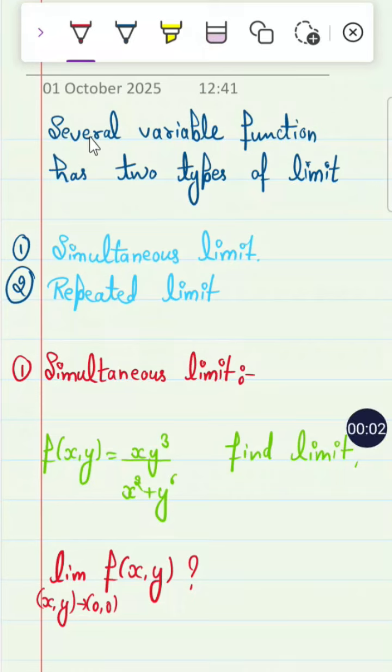As we discussed several variable functions, now we have discussed what is the limit of these functions. There are two types of limits. First is the simultaneous limit and second is the repeated limit. The simultaneous limit is the limit we find out by taking a path of the function. And the repeated limit is where firstly we take one variable to a limit point and then the second variable to a limit point. So this is called the repeated limit, right?